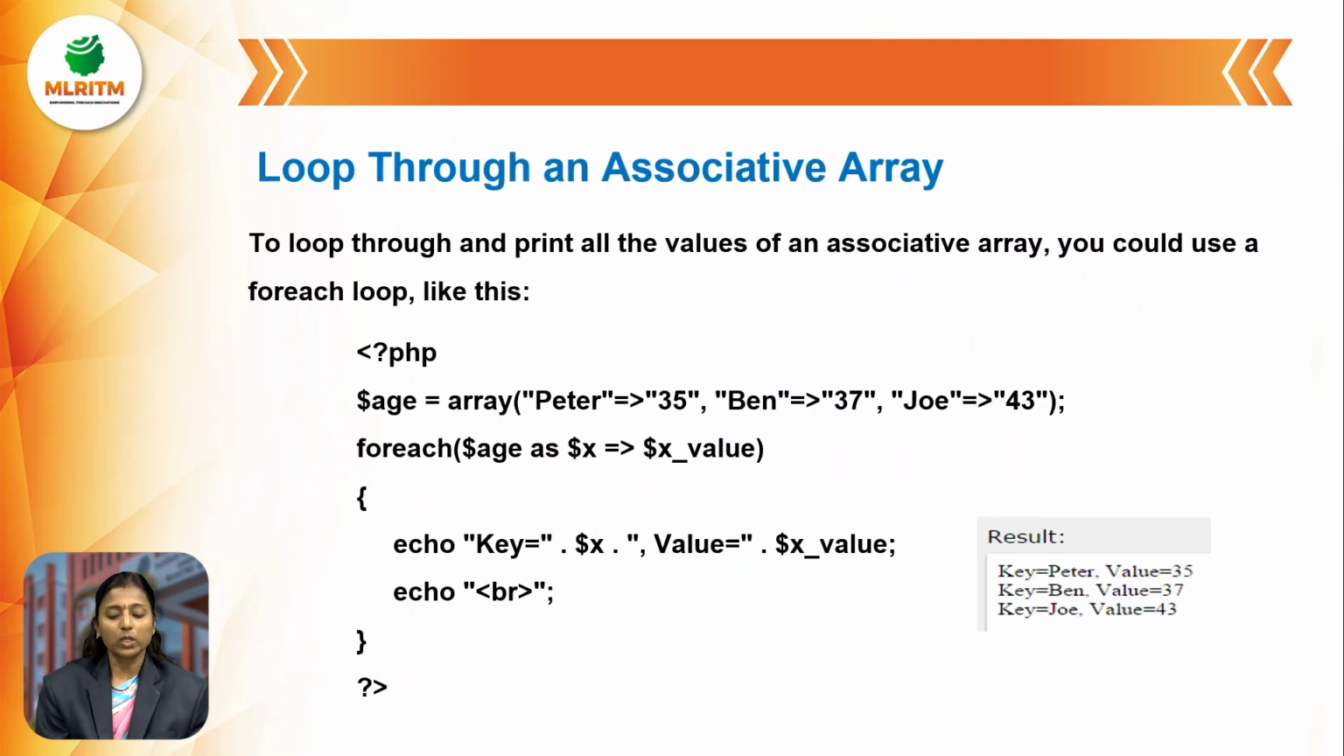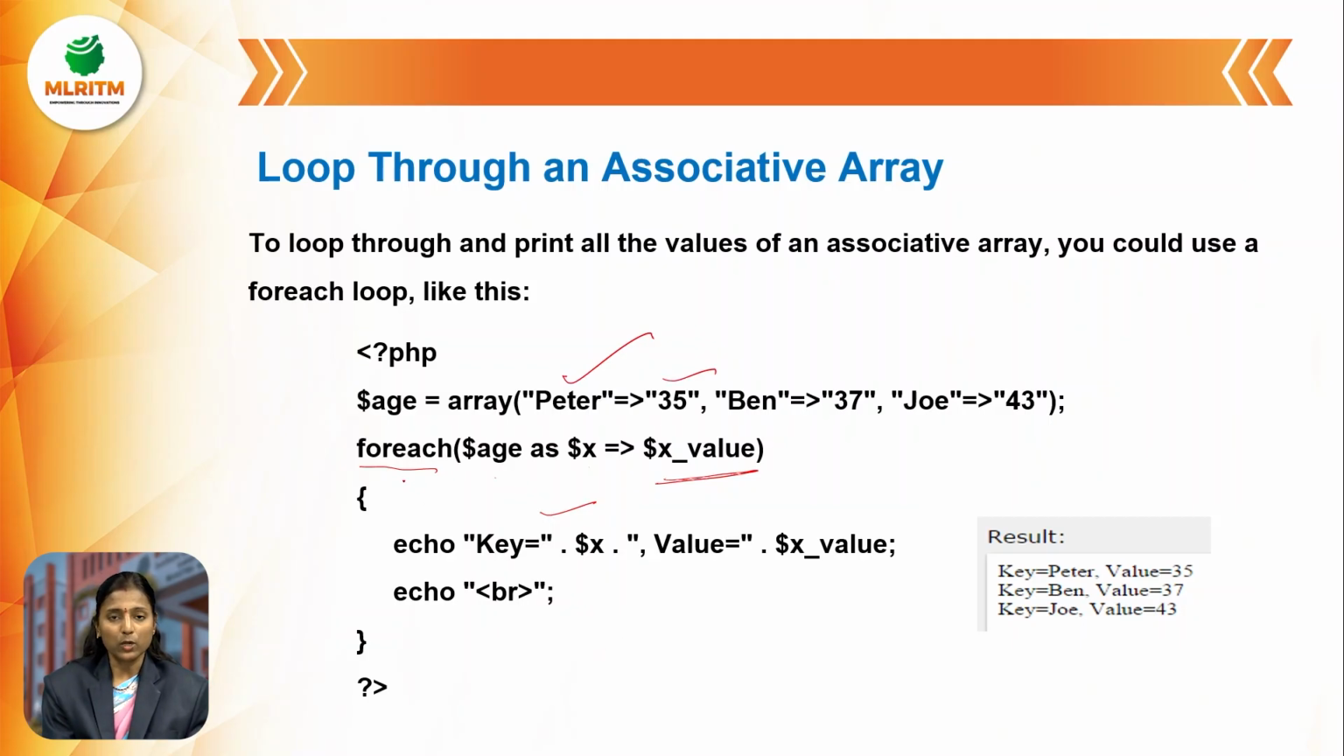Okay, then coming to this one, looping through an associative array. Here, foreach age as $x equal to or greater than $x underscore value. Here, whatever value has been taken should be printed. Echo key. Here, the key is Peter. Okay, the value is 35.